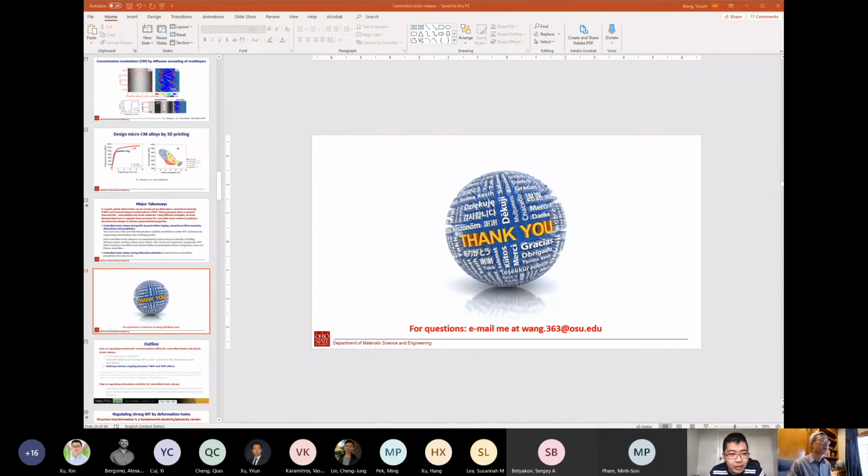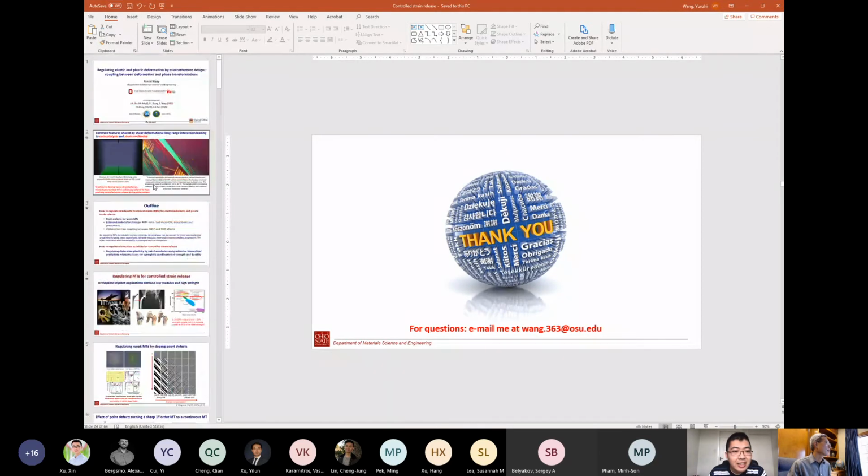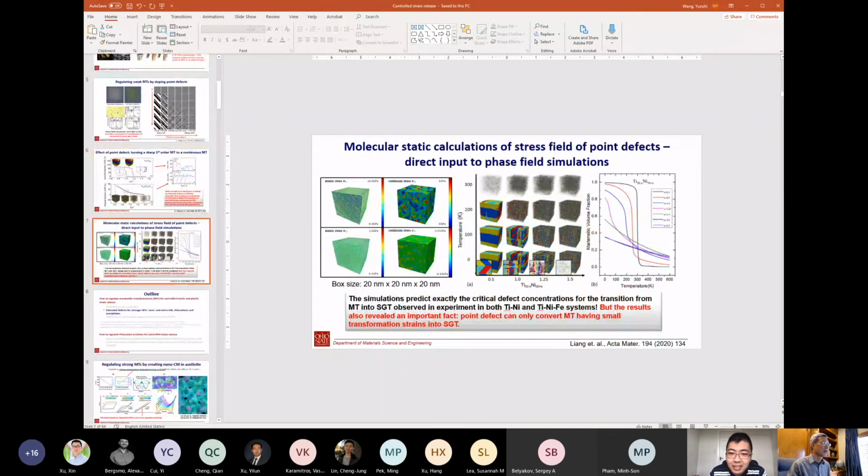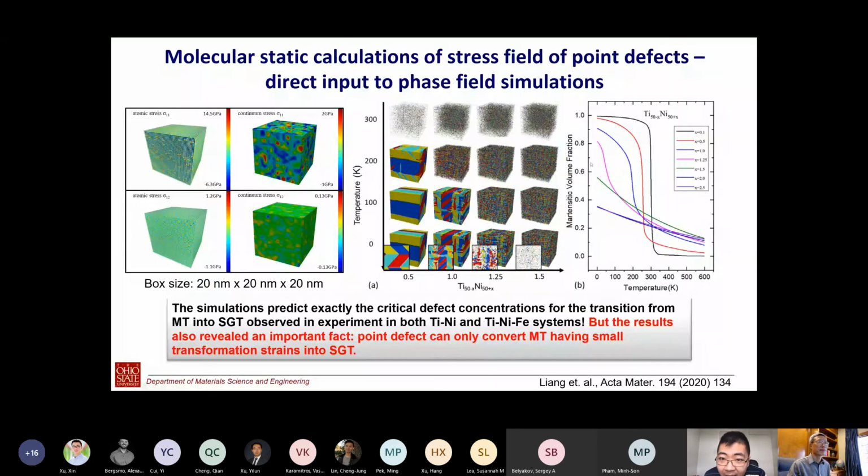On the point defect doping, there's a plot of the volume fraction of martensite versus temperature. And we can see, the next one. So the last two compositions, where x equals 2 and 2.5, these two look quite similar to each other. Is there any threshold or critical point for the concentration?